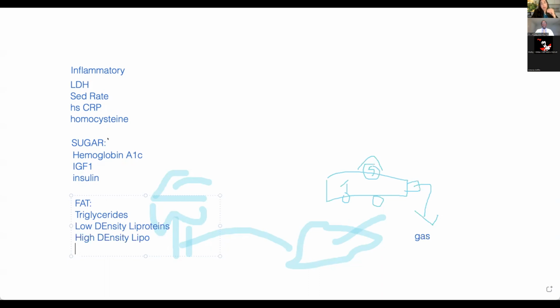What I want to go back to is the point that we made, that you can carry a lot of weight and still have excellent markers, meaning low inflammatory markers, low sugar markers, and low bad fats and high good fats, regardless of your weight. So it's not weight that we want to focus on or fat as a shame-based model that we want to focus on. We want to focus on how your body uses sugar and fat. Okay.